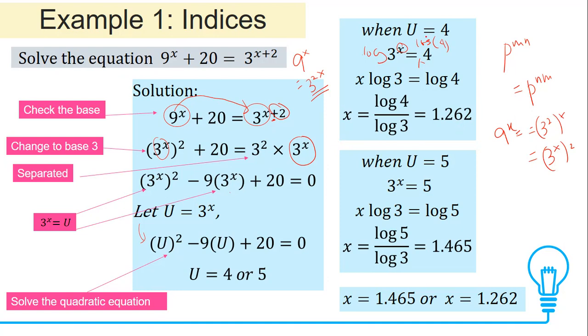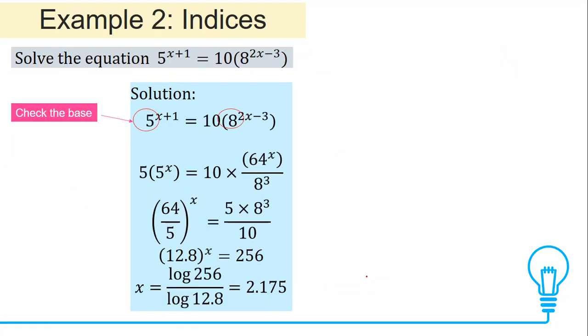And we do the same thing for u equals 5. Similar process, x log 3 equals log 5, so our x equals 1.465. This one, because it doesn't matter whether the power is negative or positive, we need not substitute back to verify the answer. Okay, let's look at the second example.